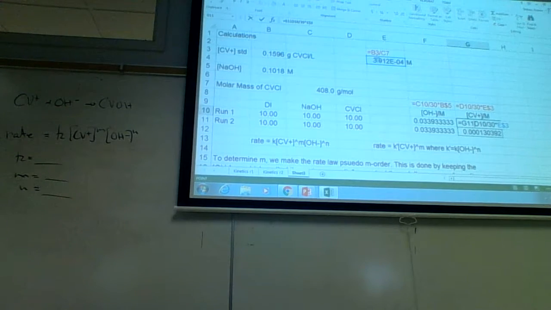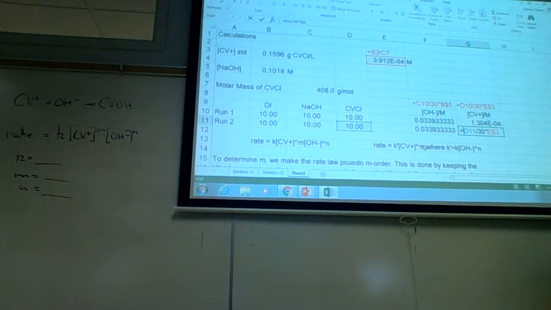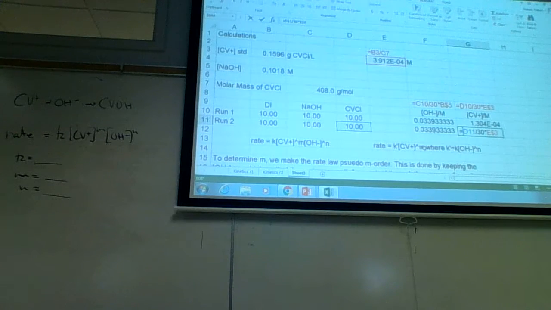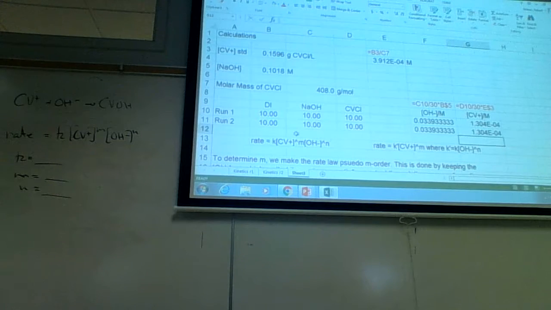Oops, I didn't want to do that. So we can see it here. D10 went to D11, E3 stayed as E3. It's fine, that's exactly what we want. All right, and we end up with the same concentrations because I didn't change the volumes. Let's change the volumes here.